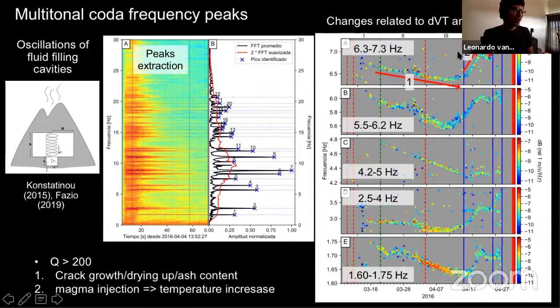And in the second moment, if we have a volcano-tectonic swarm, this could be suggesting some magma injection, and this will increase the temperature. And if the temperature increases, the particles of this gas will have more energy, so the oscillations will be faster. So this is what would bring the frequency up. And then maybe this is a cycle that repeats itself.